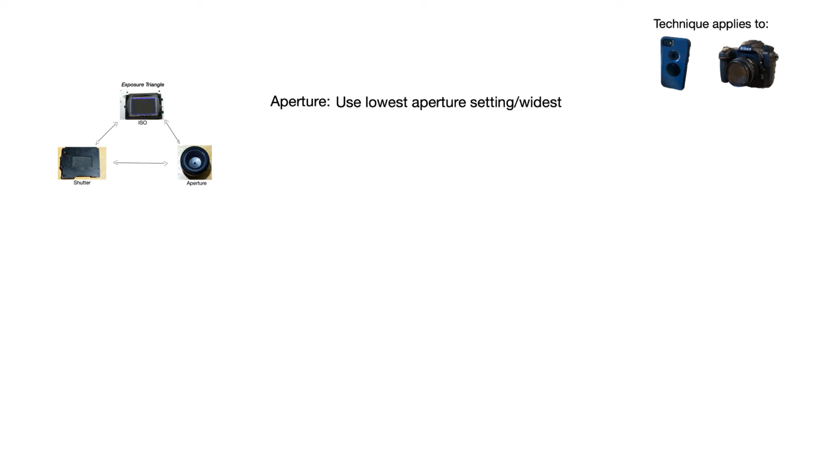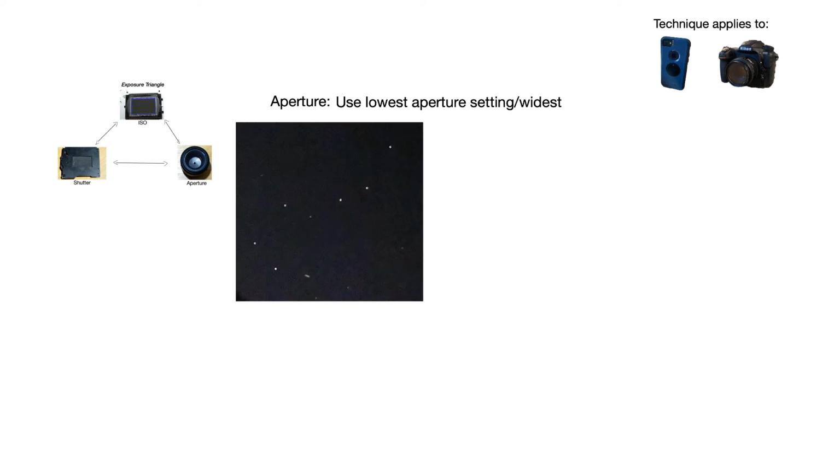So whether you're using a cell phone, a point and shoot, or an interchangeable lens camera, it's really easy to get out of focus stars. I've had lots of nights when I've gone out to shoot and I come back to look at my images and all my hard work, and I end up with these types of blurry images, and it's because I was slightly out of focus.